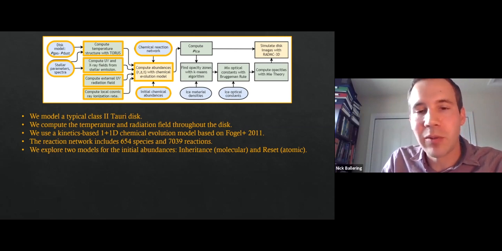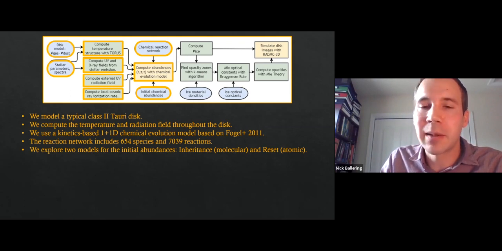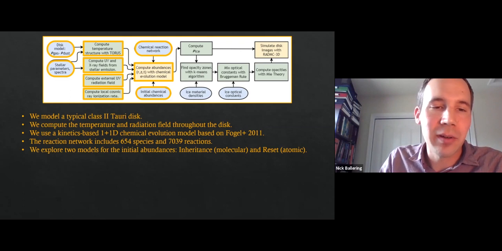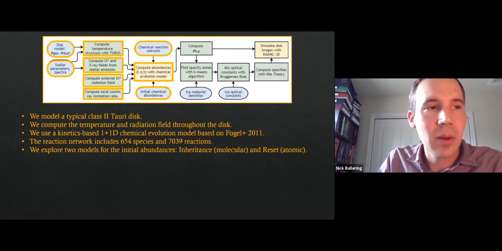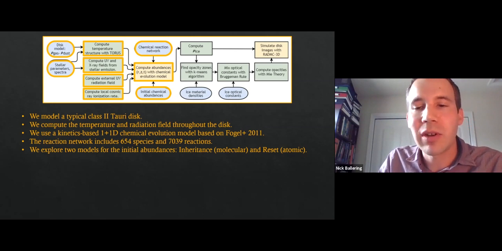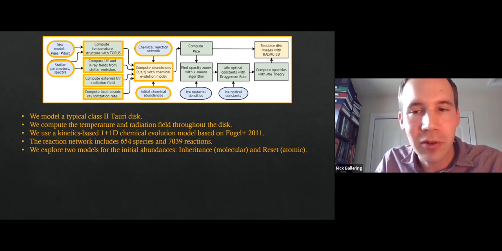We set it up in two different ways for the initial chemical conditions. One chemical model was an inheritance-based model, and by that we mean we used all of the molecular abundances as they're measured in protostellar envelopes, assuming that the disk directly inherited its molecular makeup from the protostellar phase. And the second model was an absolute reset scenario where we put in only atomic species, but we preserved the same overall elemental abundances as in the inheritance case, with the exception of hydrogen, which we left not in atomic form, but in the form of H2.